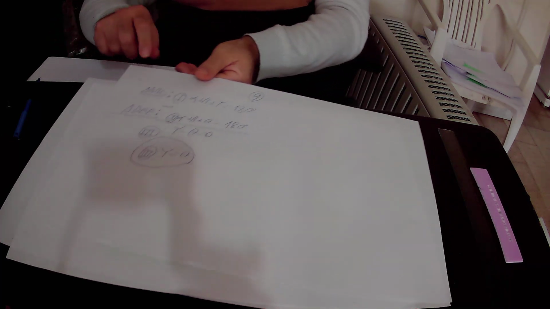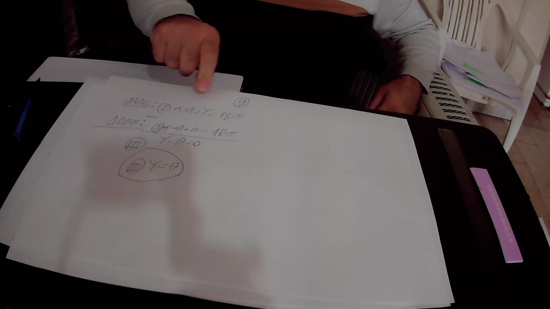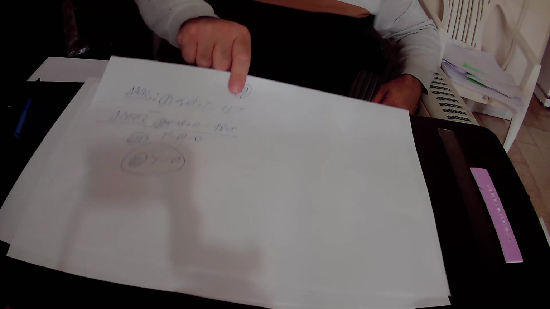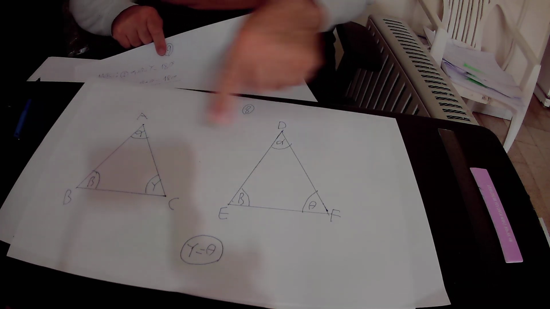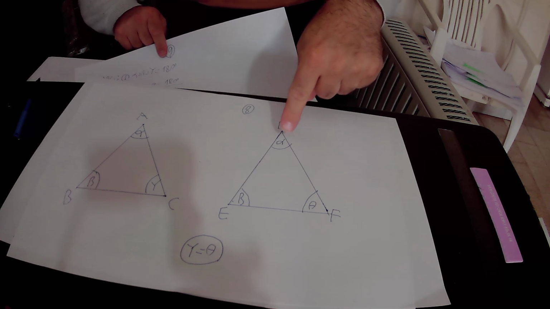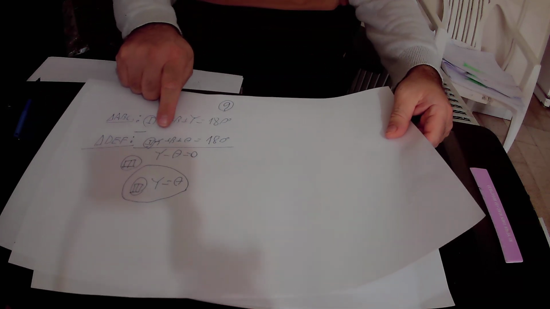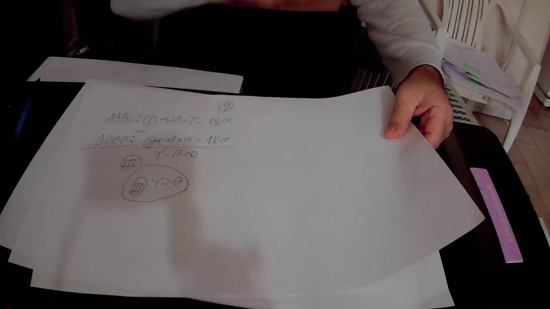In triangle ABC, the sum of its angles equals 180 degrees, that is to say, alpha plus beta plus gamma equals 180 degrees. Likewise, in triangle DEF, the sum of its angles equals 180 degrees, that is to say, alpha plus beta plus theta equals 180 degrees.